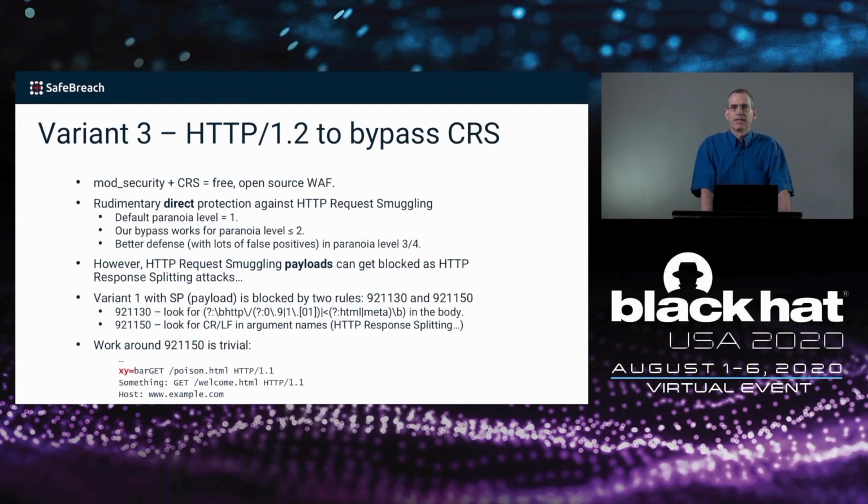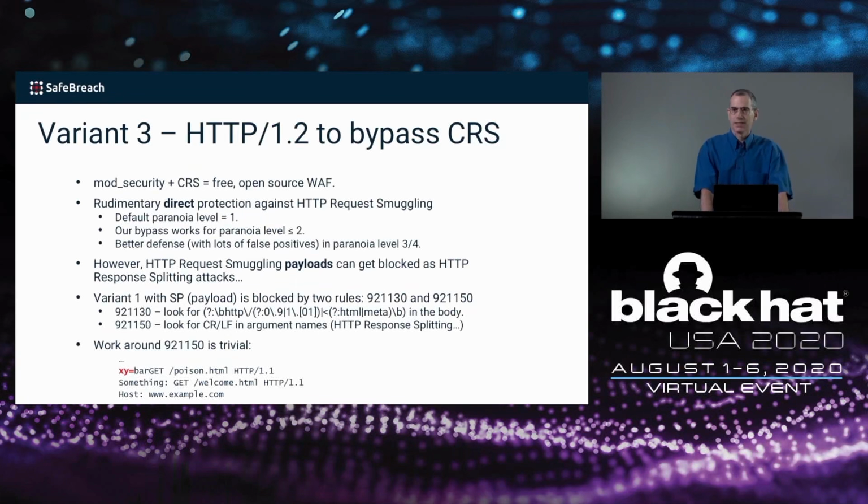Some interesting variants I discovered relate to how ModSecurity plus CRS behave, specifically this Core Rule Set. ModSecurity plus CRS is actually a free and open source web application firewall. It provides some rudimentary direct protection against HTTP request smuggling. It has paranoia levels. It runs by default in paranoia level 1, and it has some more strict rules in paranoia level 3 or 4, but these generate a lot of false positives, so they practically cannot be used in production environments. And our bypass works for paranoia levels 1 and 2.